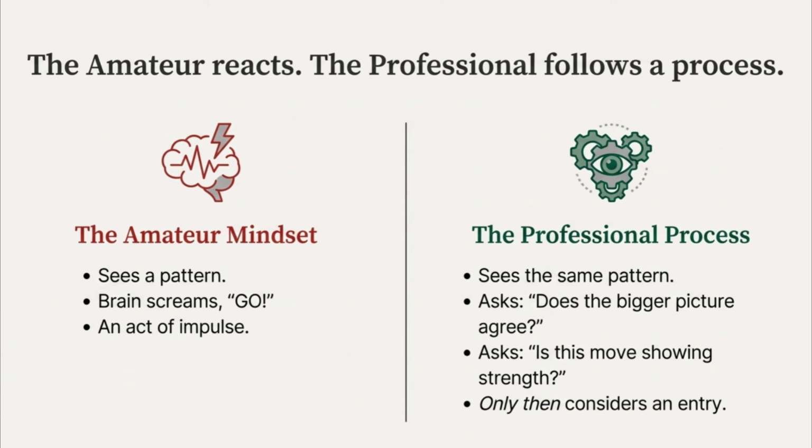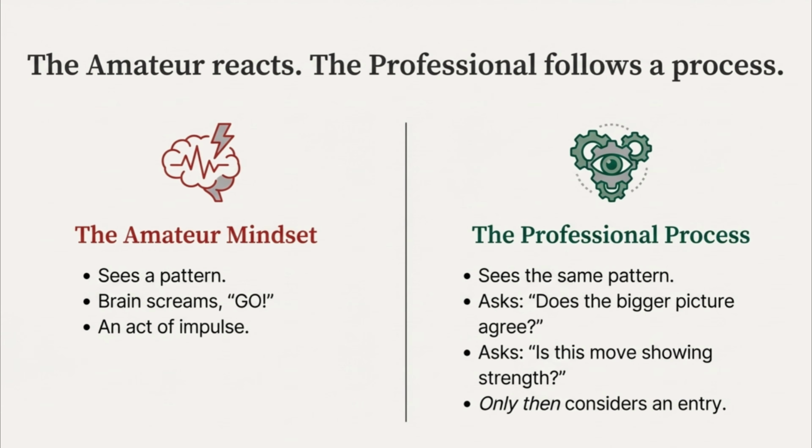And this right here just lays it all out, doesn't it? The amateur sees a pattern and their brain screams, "Go!" It's all impulse. But the professional, they see that same exact pattern and it just starts a process. Their first question is, okay, does the bigger picture agree with this? Then, is this move showing signs of strength? And if, and only if, the answer to both of those is a clear yes, do they even start thinking about where to get in?